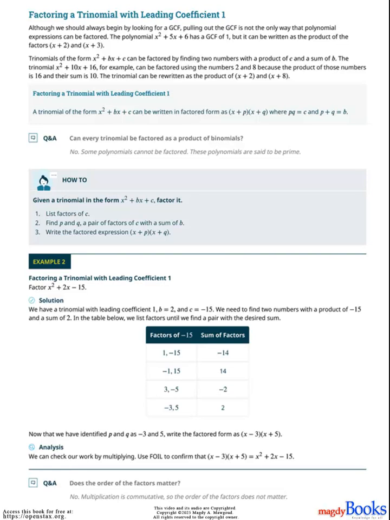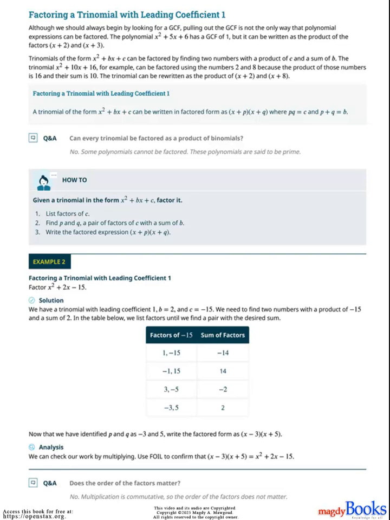A. Factoring a trinomial with leading coefficient 1. A trinomial of the form x squared plus bx plus c can be written in factored form as (x plus p) multiplied by (x plus q), where p times q equals c and p plus q equals b.